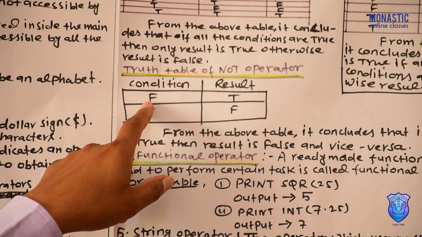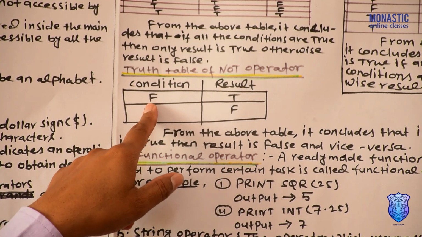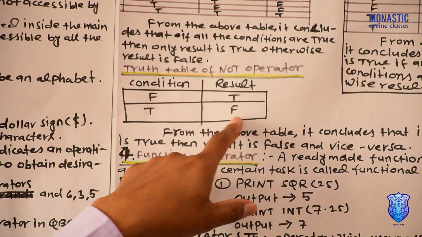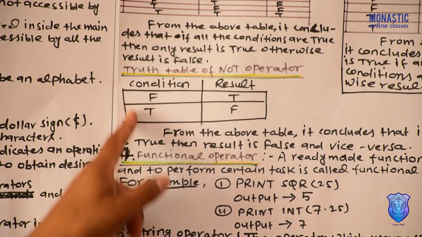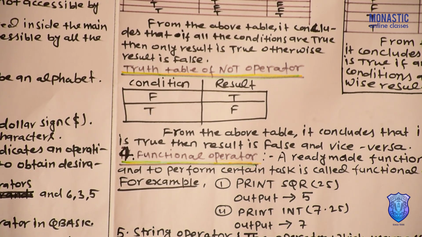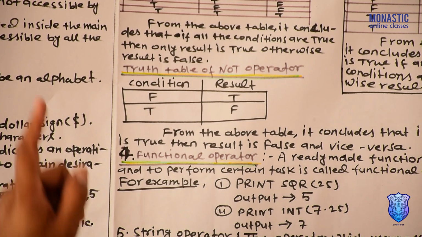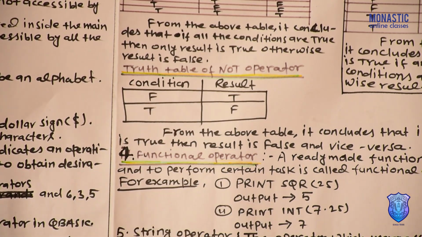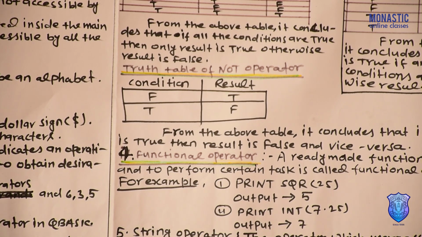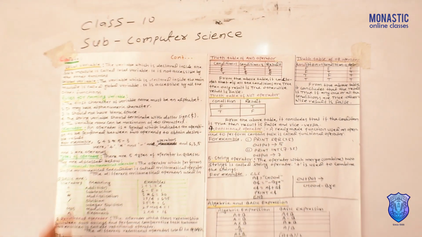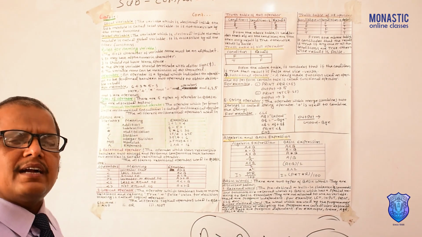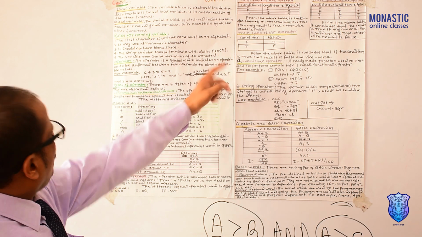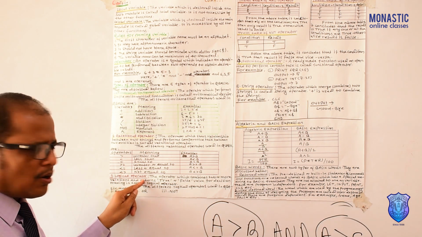See in this truth table, there is actually only one condition. Condition is false, result is true. Condition is true, result is false. It concludes that if the condition is false, the result is true. If the condition is true, then the result is false. That is all about the types of logical operators.